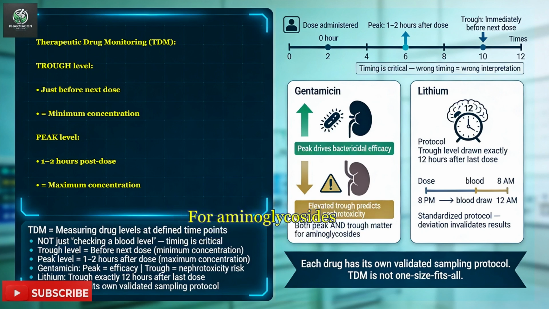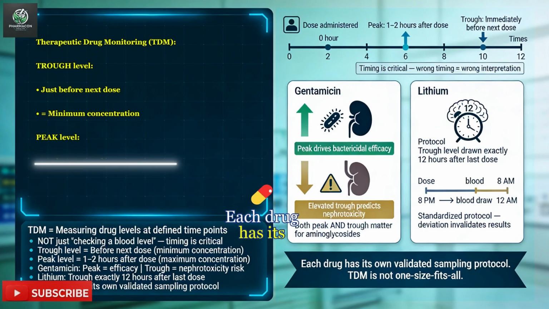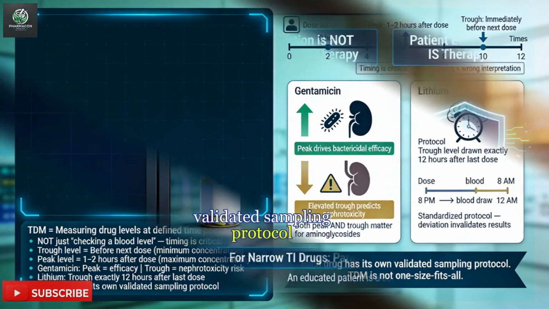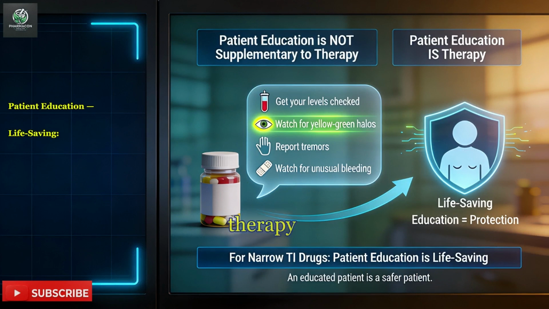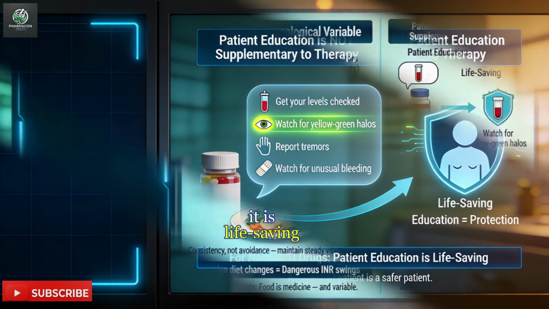For aminoglycosides like gentamicin, both peak and trough matter. The peak drives bactericidal efficacy, while an elevated trough predicts nephrotoxicity. For lithium, the standard is a trough level drawn exactly 12 hours after the last dose. Each drug has its own validated sampling protocol. Patient education is not supplementary to therapy, it is therapy. And for narrow therapeutic index drugs, it is life-saving.